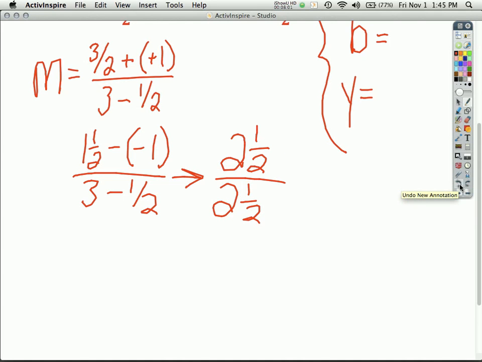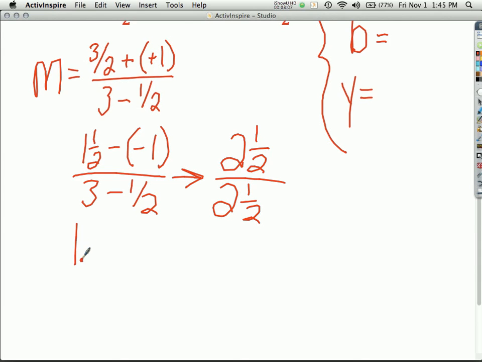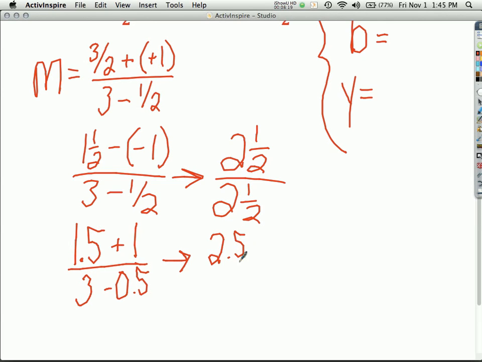I actually put the 2 into decimal and changed it out. Good. That was a great instinct. So what does yours look like? You tell me what you wrote for this. 1.5 plus 3 minus 0.5. And guess what you get? You get 2.5 over 2.5, which still equals 1.